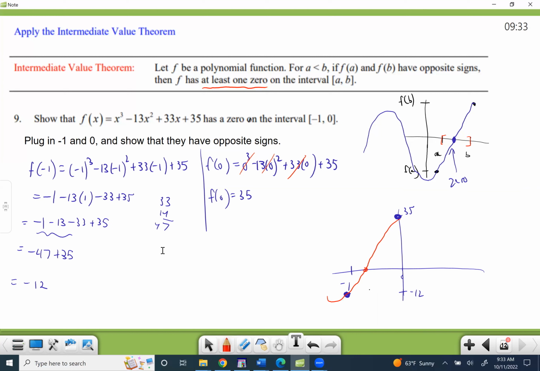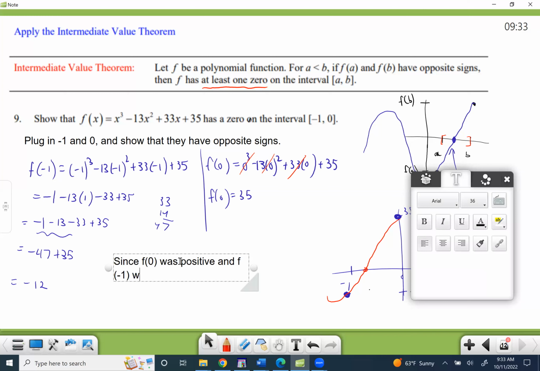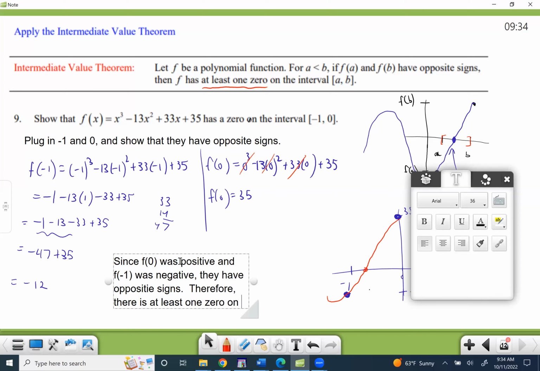But we're going to write a summative sentence. This is more like a sentence type answer than it is number crunching. Since f of 0 was positive and f of negative 1 was negative, they have opposite signs. Therefore, there is at least one zero on the interval of negative 1 to 0 by the intermediate value theorem.